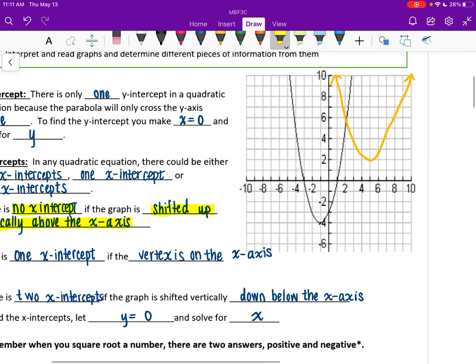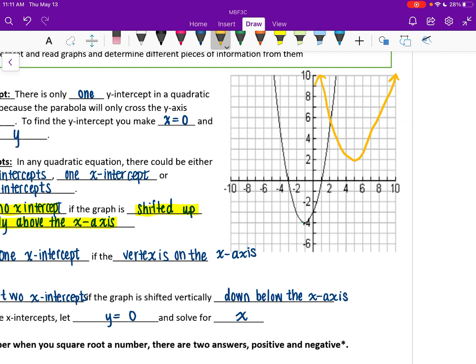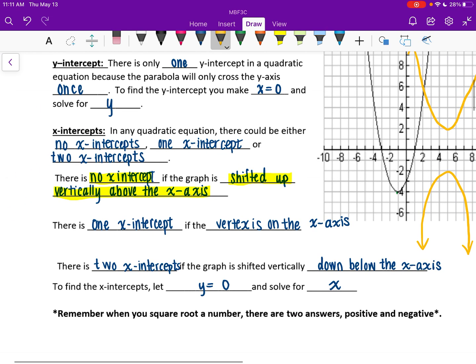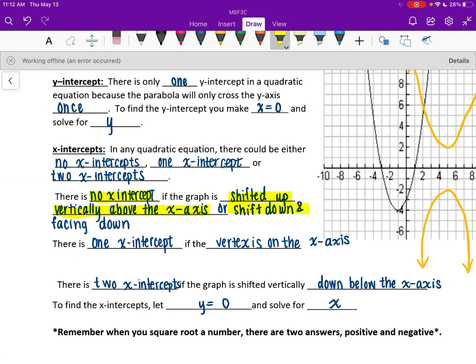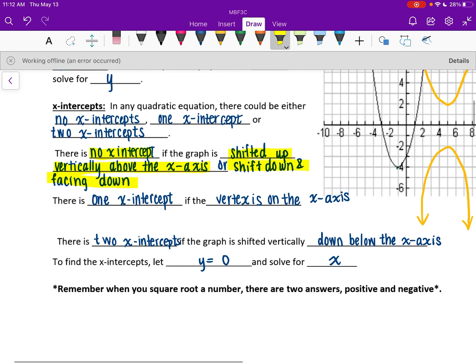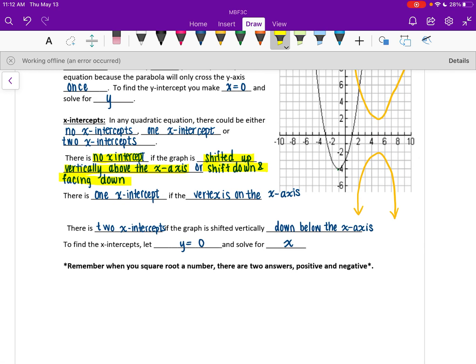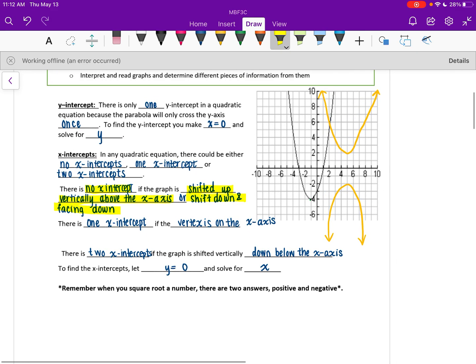Or in case it's shifted down and it opens downwards. So if it opens downwards and is shifted down below the x-axis, I'm actually going to write that in as well. Or shifted down and facing up. Facing down, sorry. So just like that one over there. So those are 2 options that we have, right?